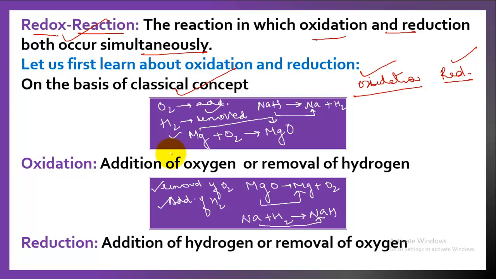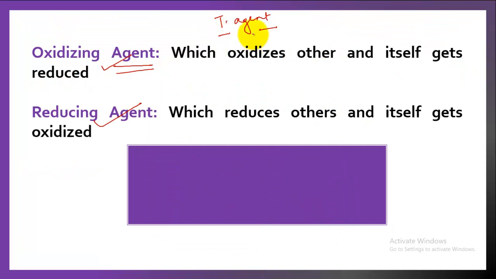So likewise, on the basis of the classical concept, we can explain oxidation and reduction. Now, who is a traveling agent? A traveling agent is a person who makes you travel to different places or explore different places. That means he is making you travel. Likewise, an oxidizing agent is an agent that oxidizes another substance, and in return itself gets reduced. Similarly, a reducing agent is an agent which reduces another, and itself gets oxidized.